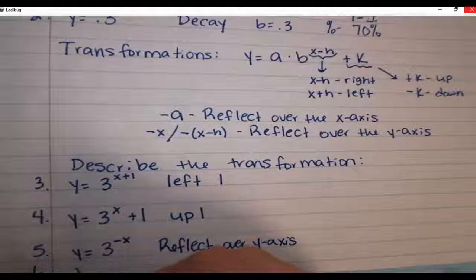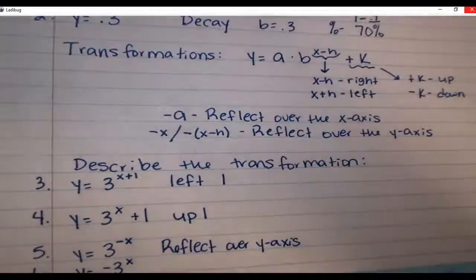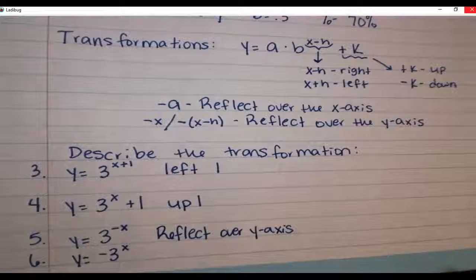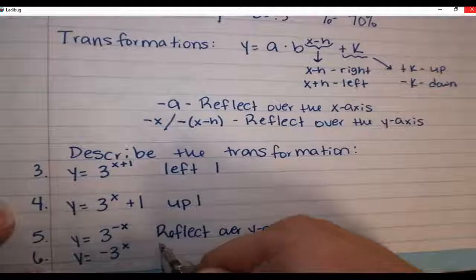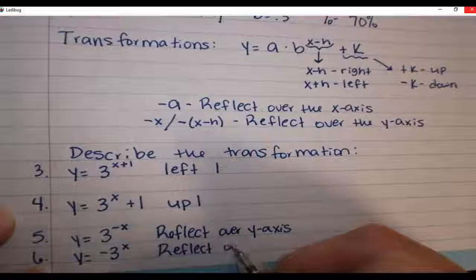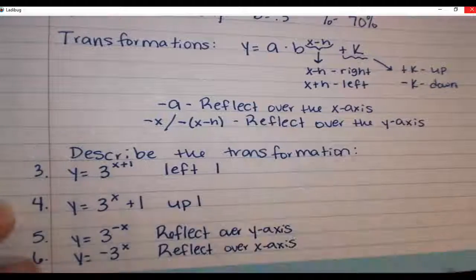Alright, one more. Let's say we have y equals negative 3 to the x. Good. So that's a reflect over x.